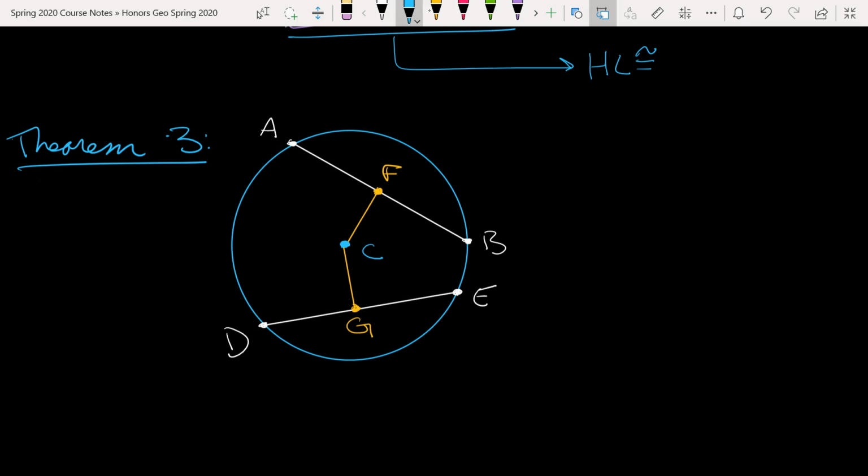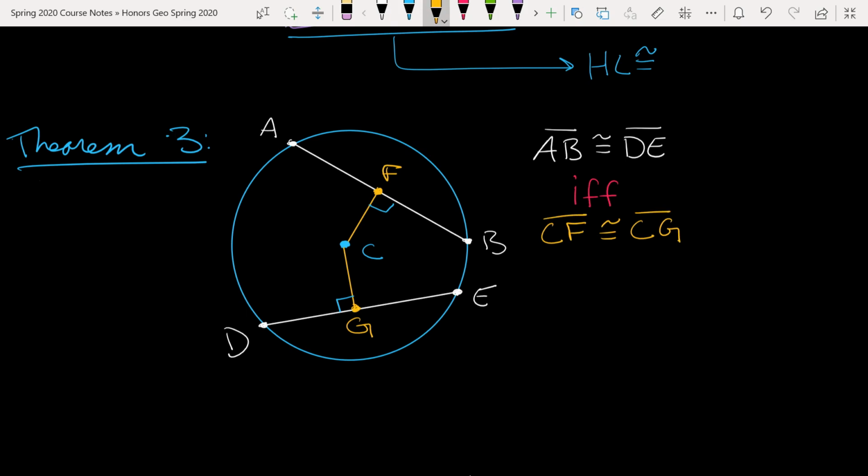Now, remembering that we always measure distance along a perpendicular segment, we can talk about CF as being the distance from point C to chord AB, and we can talk about CG as being the distance from point C to chord DE. And this is where this theorem gets interesting, because it says AB is congruent to DE if and only if CF is congruent to CG.